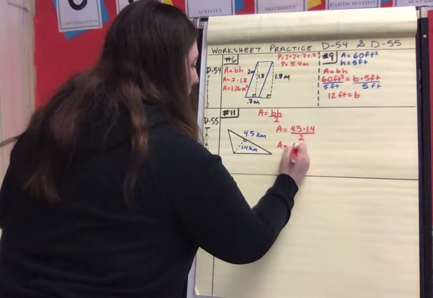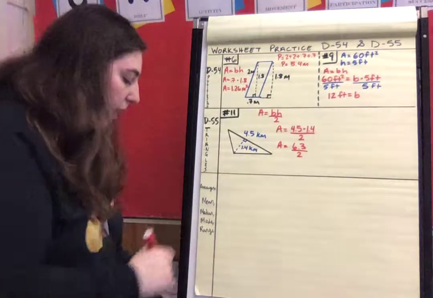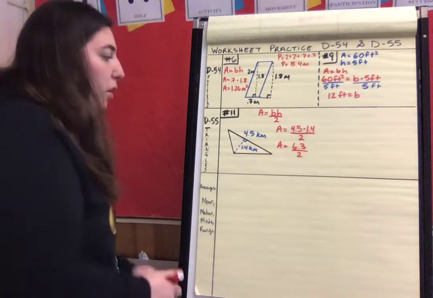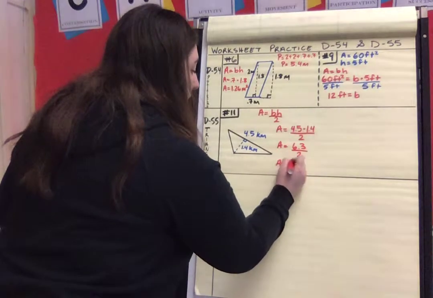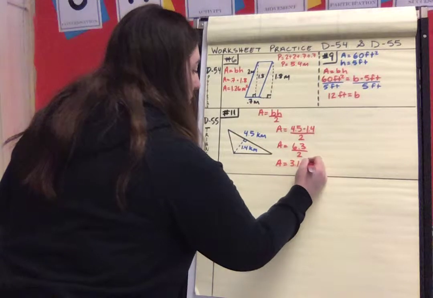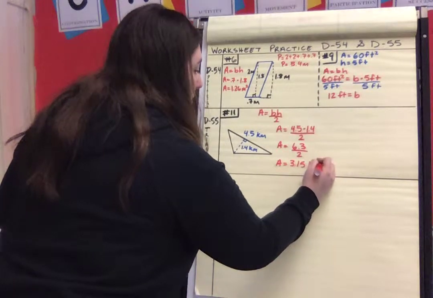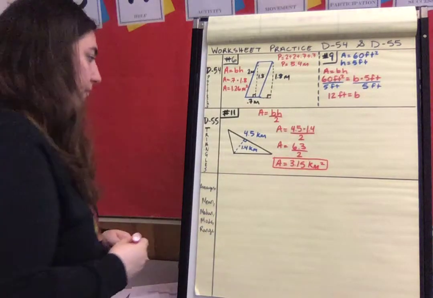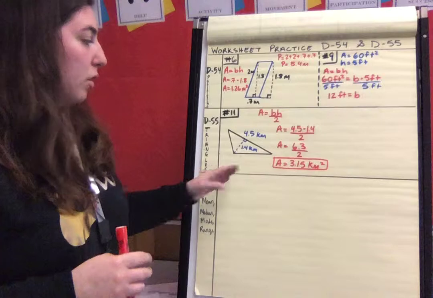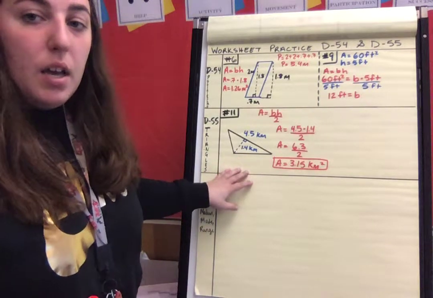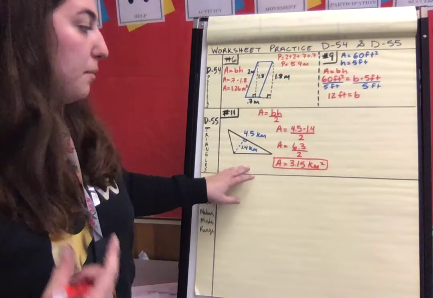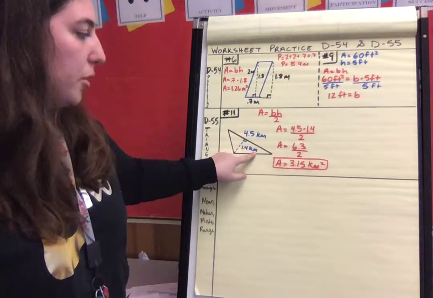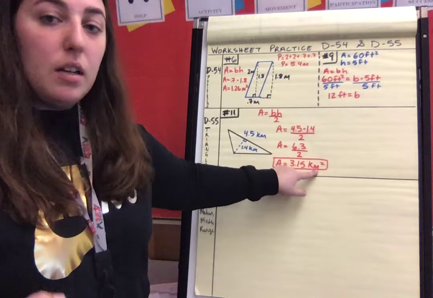Area equals 6.3 divided by 2. Now I'm going to divide this by 2, and I get 3.15. So my area is 3.15 kilometers squared. Anytime you are finding the area of a shape and you're multiplying kilometers times kilometers, because that's what we're doing, right? 4.5 kilometers times 1.4 kilometers, your units are going to be kilometers squared.